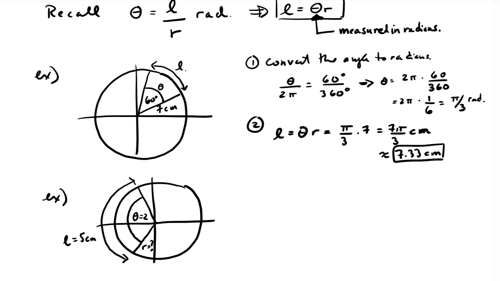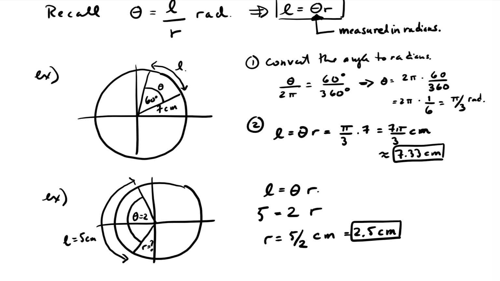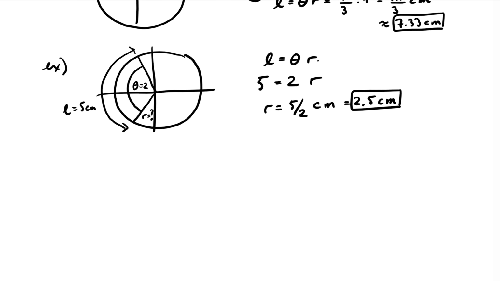We just need to use the formula, but instead of evaluating L, we're evaluating r, so we can just replace the quantities. L is 5, theta is 2, and we're looking for r. So r would be 5 over 2, and everything is in centimeters, so it would be 2.5 centimeters. So let's look now at areas of sectors.